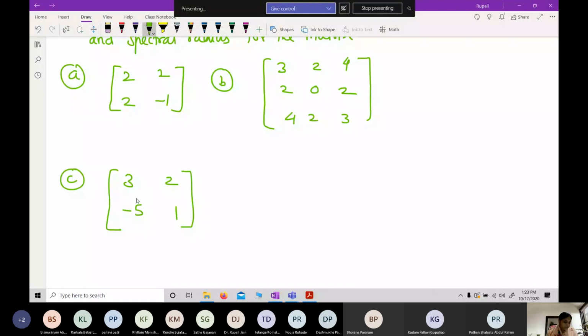B is a 3 by 3 matrix, so it will have 3 eigenvalues and corresponding eigenvectors. Okay. Remaining things we will see tomorrow. Okay. For today, this much is enough.